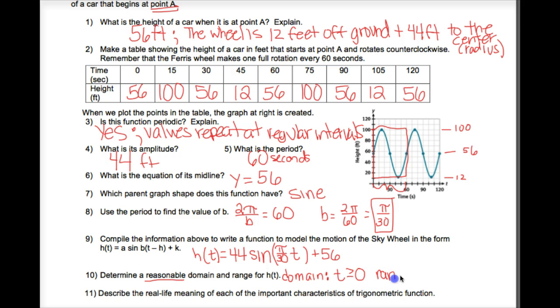The range are our vertical values. In this case, our variable is h of t, and our y values or vertical values go between 12 and 100. So between 12 and 100 is our reasonable range for this function.